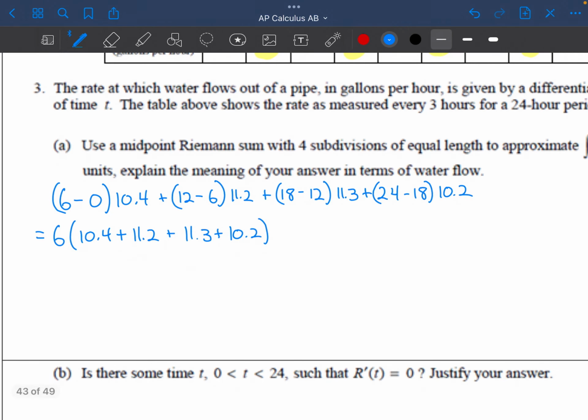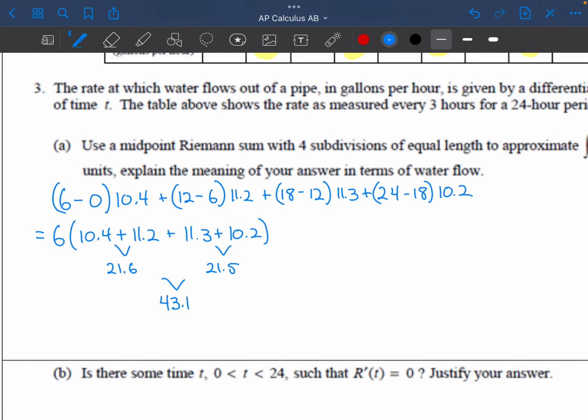Is there a nice way of doing these? I'm trying to see if any of them add up to like a 10 or something. And no, I'm just going to go for it again. Okay, 10.4 plus 11.2, that's going to be 21.6. These two added together is 21.5, and then those two added together gives us 43.1.